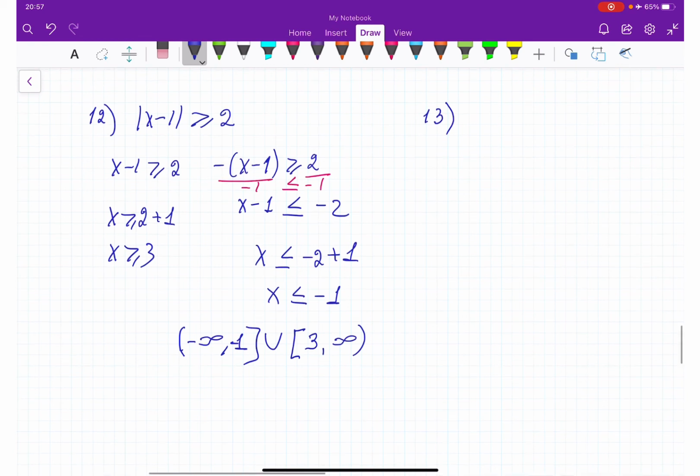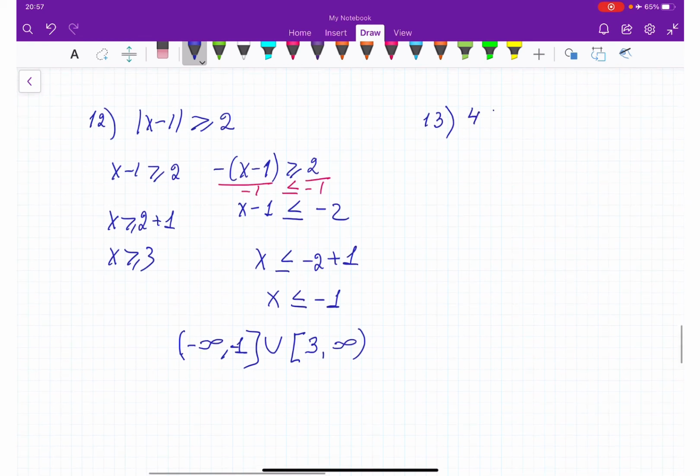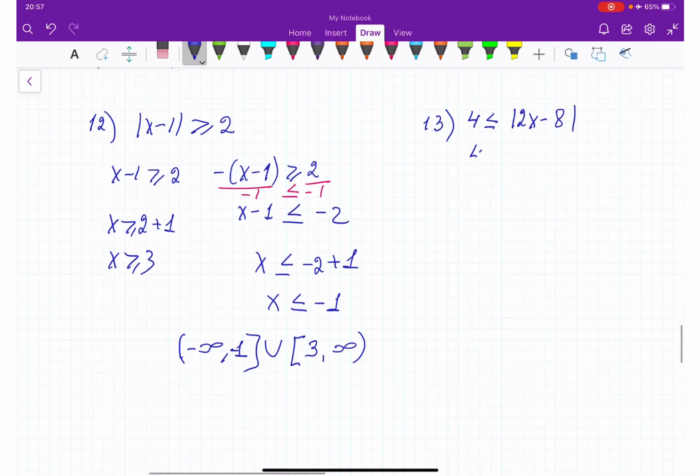We have 4 less equal absolute value 2x minus 8. So we get 4 less equal plus minus 2x minus 8. Okay, two cases: 4 less equal 2x minus 8, and 4 less equal negative 2x minus 8.